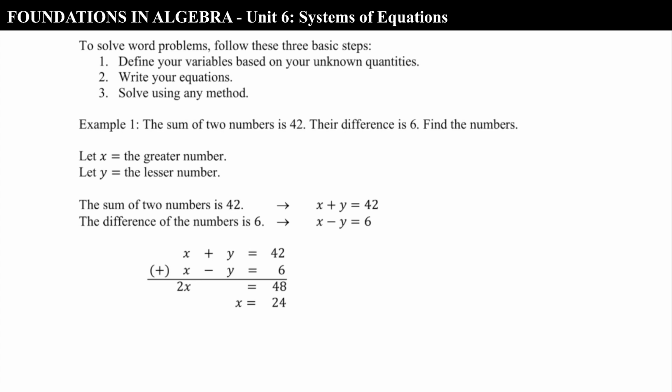Now that we have x, let's substitute it into one of the 2 original equations. So let's just take the first one, put 24 in place of x, subtract 24 from each side, and we get y equals 18. So our 2 numbers are 24 and 18. Remember, a word problem requires a word answer. Does not have to be a long word answer, just enough to give us what the context is.